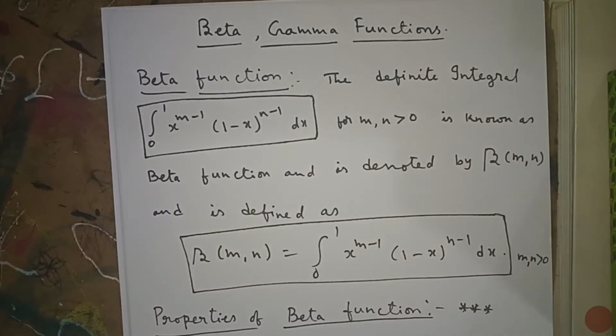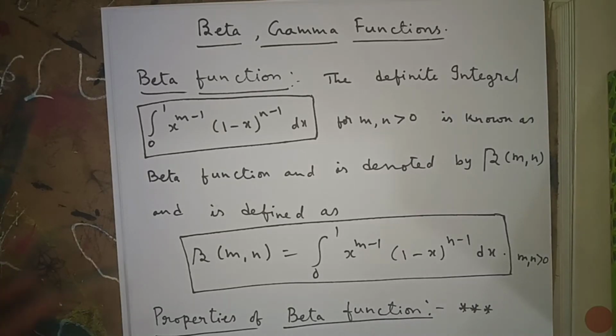Hello everyone. Today I am going to explain special functions. Under special functions, we will have the beta and gamma functions. First, what is meant by the beta function? What is the definition of the beta function? Then the properties or formulas of the beta function, followed by the gamma function. The properties of the gamma function we will go through. And then, based on the beta and gamma functions, we will do problems.